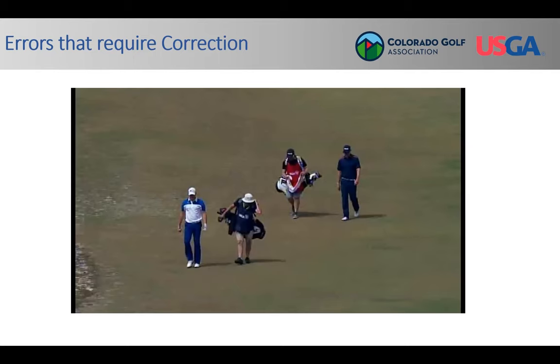For anyone that hasn't seen this video before, it happened in the 2014 United States Open at Pinehurst. This was a situation with Hunter Mahan and Jamie Donaldson. I believe this was on 9 or 18, somewhere before they made their turn to go back to the other side. But they both each hit each other's balls as a wrong ball.